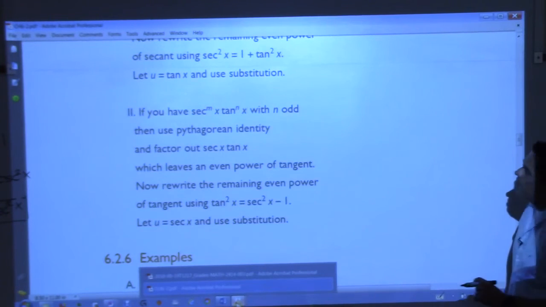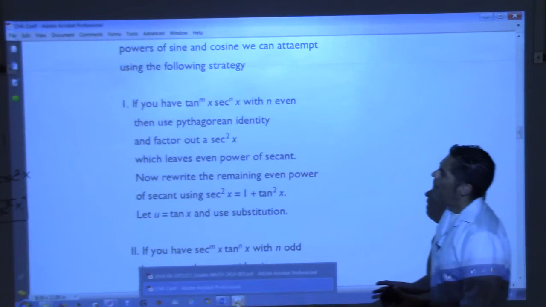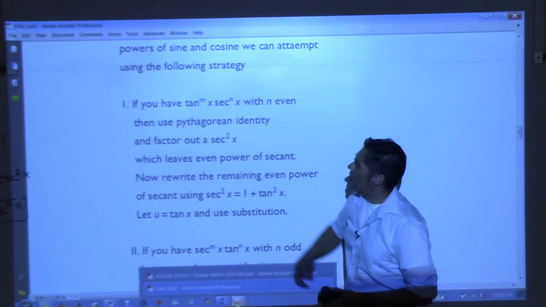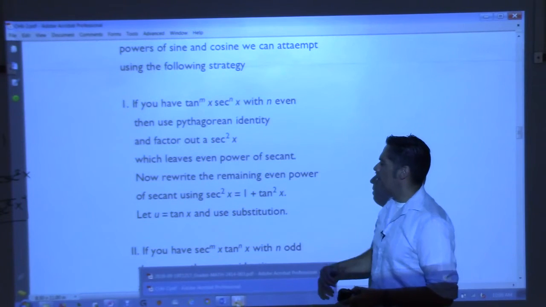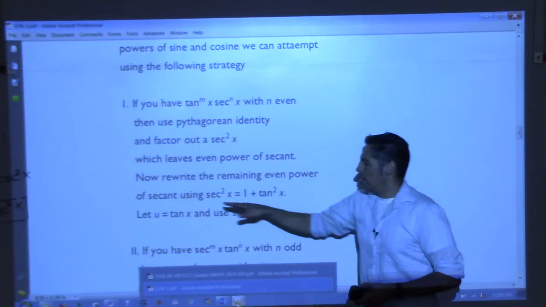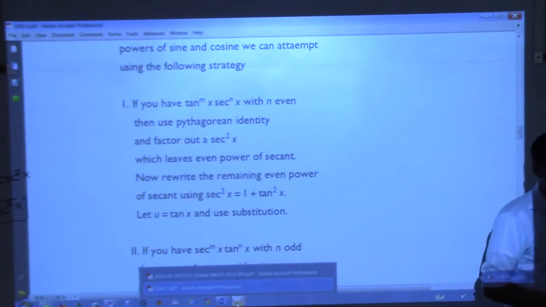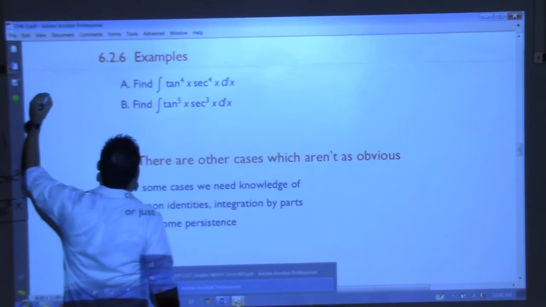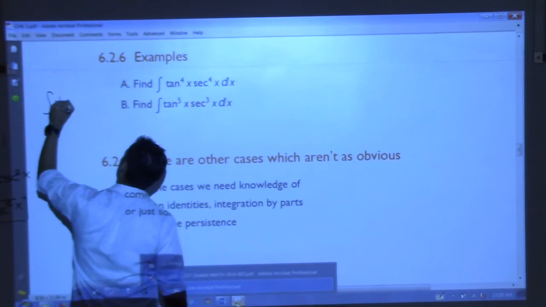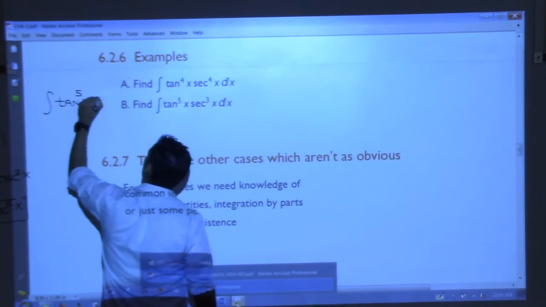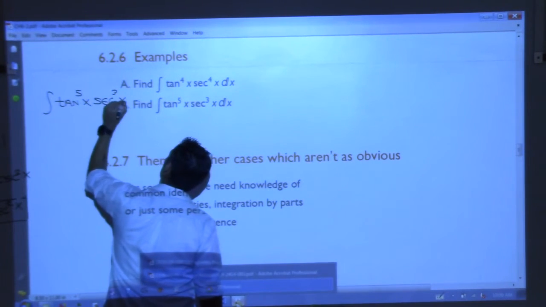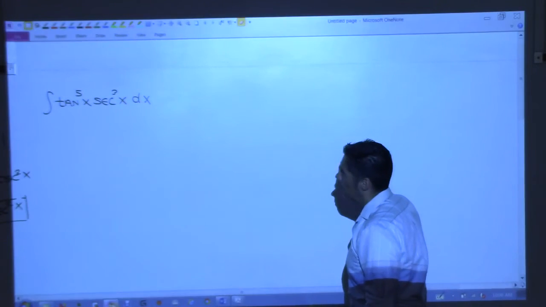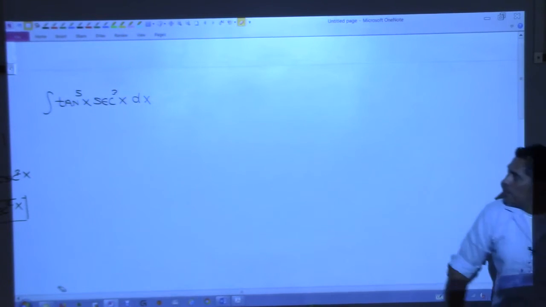Okay, so let's see. If we have a tangent to the m, secant to the n, with n being even, so if we have an even on the secant, we're going to factor out a secant squared. We use the Pythagorean identity, let u be tangent, and then make the substitution. That's what we just did. Now let's do an odd one. Integral tangent to the fifth x secant cubed x dx. That's a cubed.